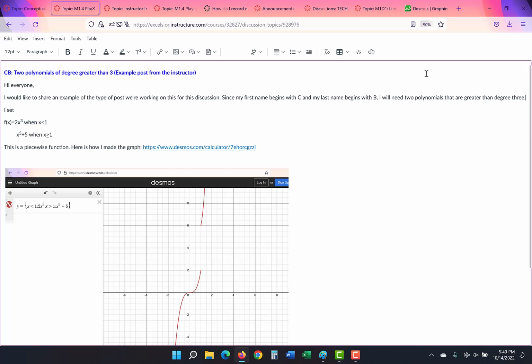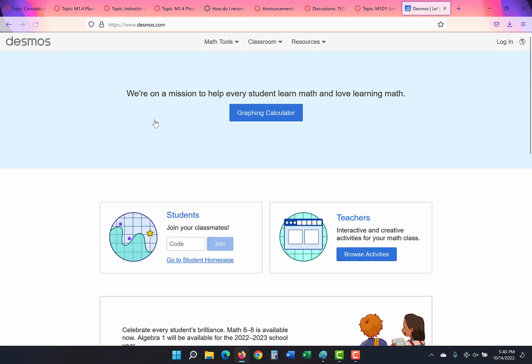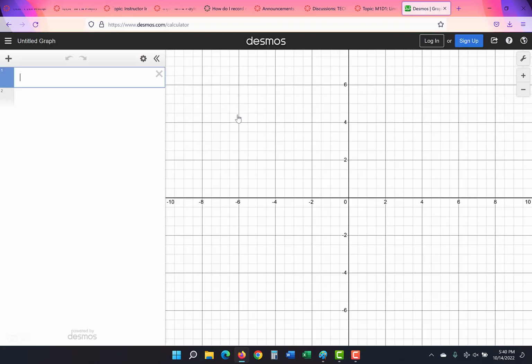I've included a screenshot of what I produced in Desmos, but I'd like to walk through the steps of how I did that and then talk a little bit about the domain and range and whether those endpoints of this graph are either open circles or closed circles. So if I just Google for Desmos, it comes right up and I click on Graphing Calculator.